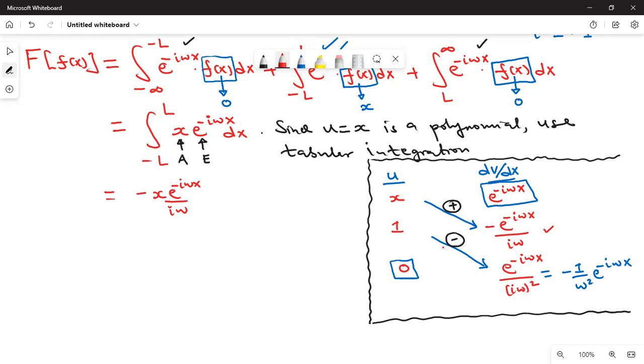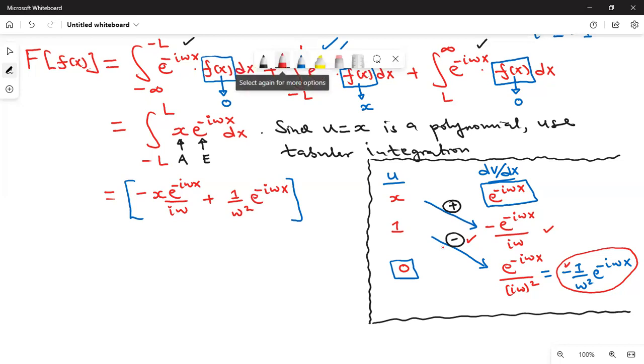The second arrow, I'm going to take 1 times this, because when you simplify, you get this. So 1 times this, then the sign is negative. So this negative will cancel with this other negative so that we get positive. Positive 1 times that, we simply get 1 over omega squared times exponential negative I omega x. And remember, we have the limits of integration. We are integrating from x equals negative L to positive L.